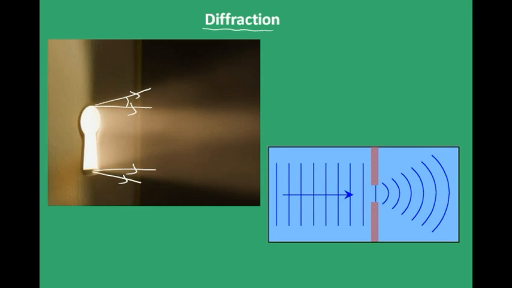waves. But it is less pronounced in the case of light because the wavelength of light is very small, right? That's why you see when a wave passes through a slit, it even bends here, and this diffraction accounts for the interference pattern observed in an experiment similar to Young's double slit experiment. We'll do the same experiment with a single slit now.